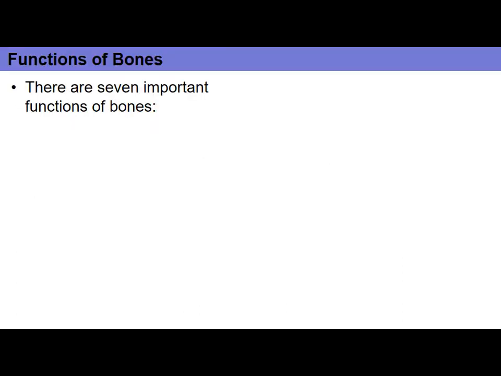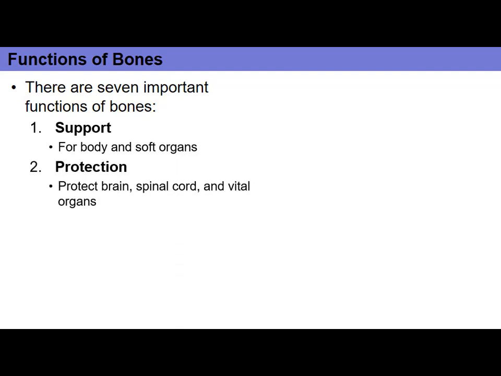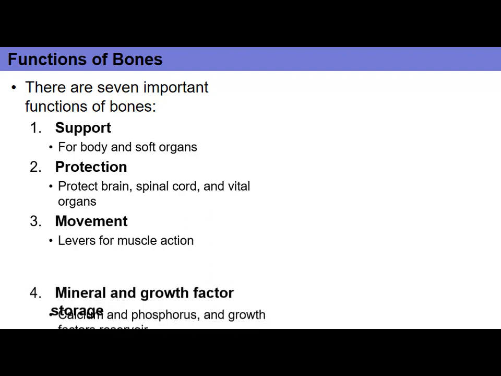Now, when we think about bones, what we need to understand is why is our skeletal system here? And there are 7 major important functions of what our bones enable us to do throughout our time. So number 1, it's there for support. It gives our body support and also our soft organs support. Think about your heart being protected behind your rib cage, etc. It's there for, again, protection: brain, spinal cord, vital organs. It allows your body to move. So think about levers for muscle action. Think about when you do a bicep curl or straighten that arm back out again.